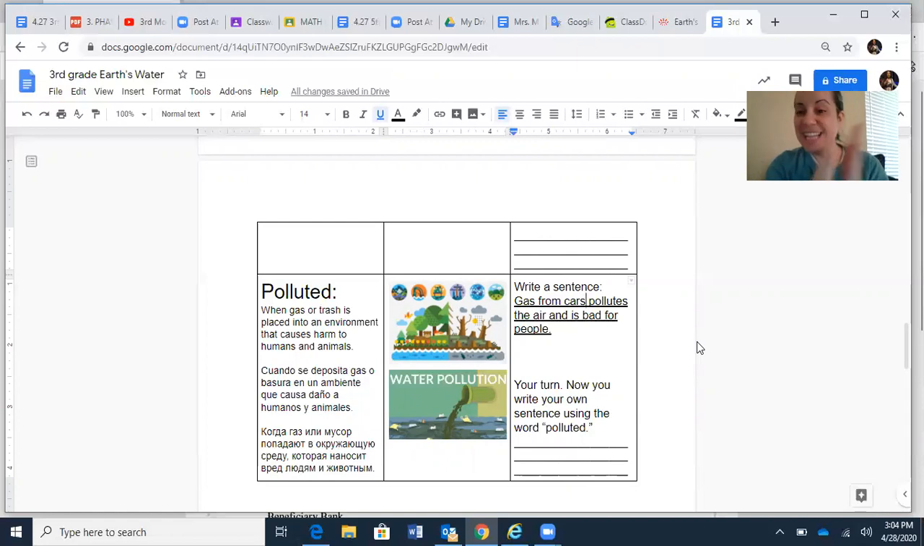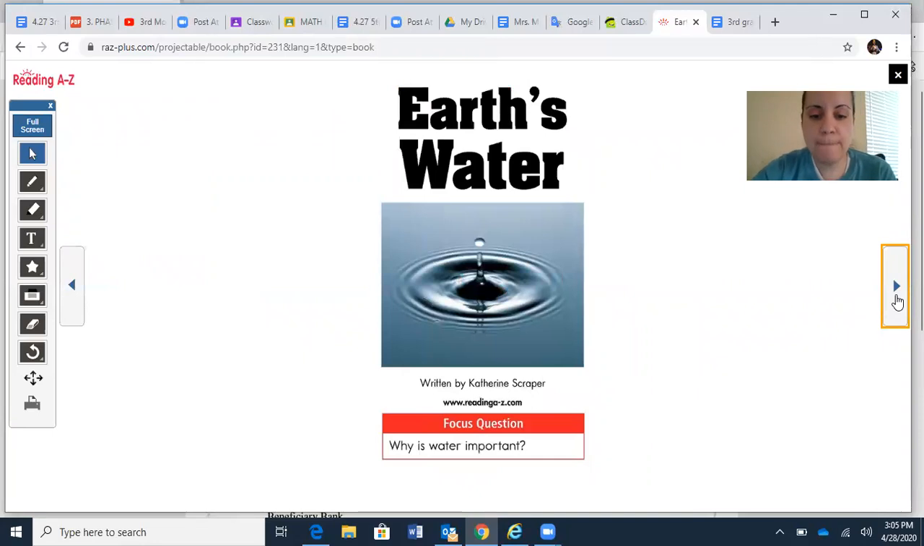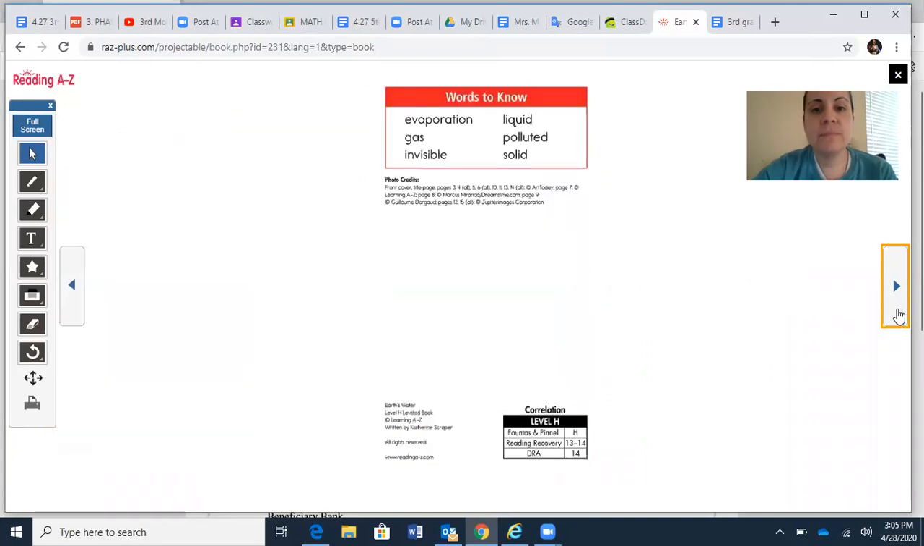Okay, now let's go read our story. I'm so excited. I love this story. So we're going to go to this story, Earth's Water. Now remember, this is the same story that your teachers are having you read in your daily lessons, but I've chosen one that's a little bit easier to read, and I'm going to read it to you. Earth's Water. We're going to focus on why is water important. Look, there's our vocabulary words. Evaporation, gas, invisible, liquid, polluted, solid.